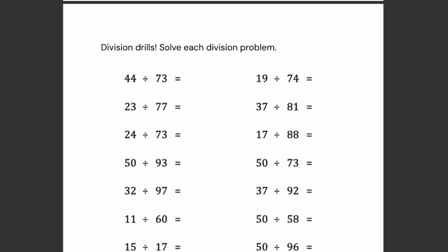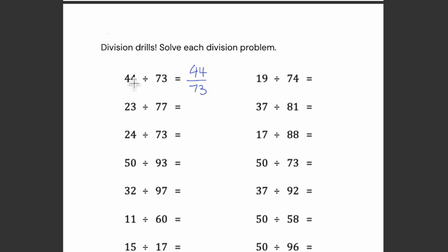Next we have division drills. Solve each division problem. Now we're not going to actually solve each division problem, but we're going to express each problem as a fraction. So to do that, we have to take the number that's being divided. For the first problem, it's 44. We're going to put it in the numerator. And for the denominator, we're going to put the number that's dividing the other number. In this case, it's 73.